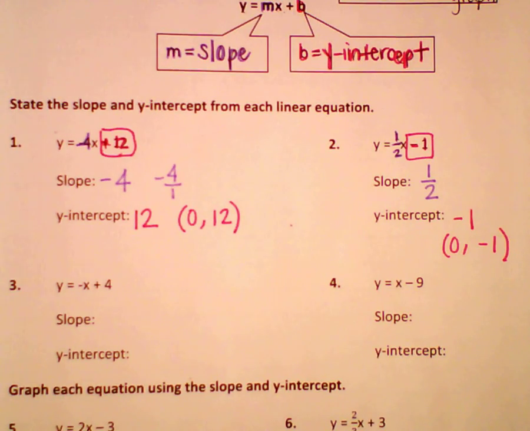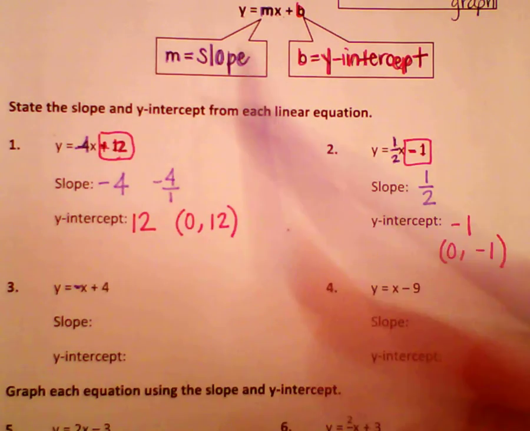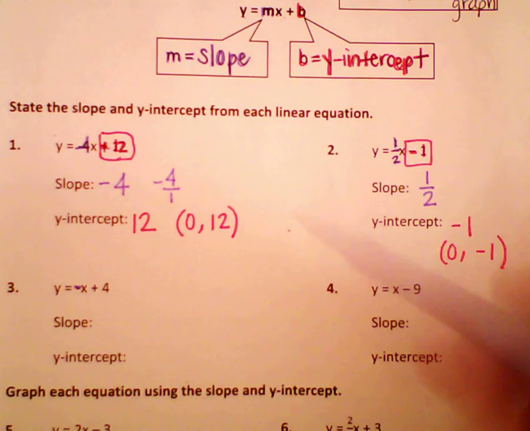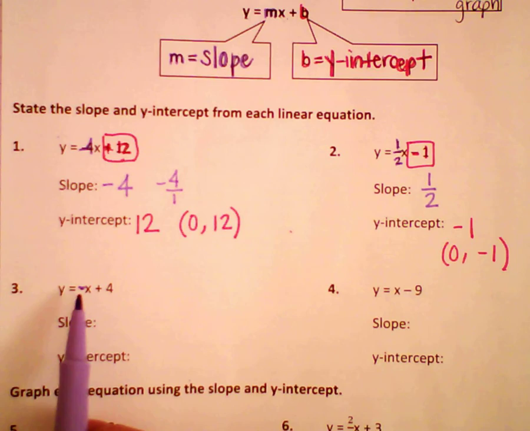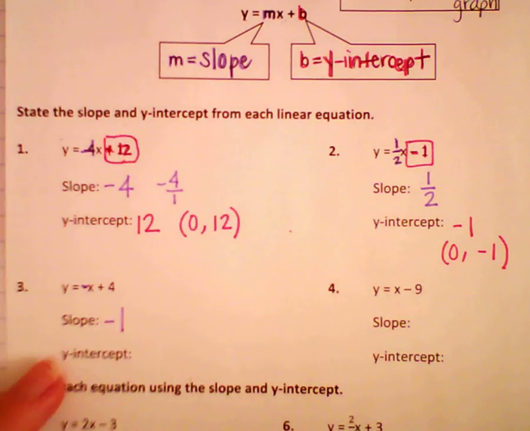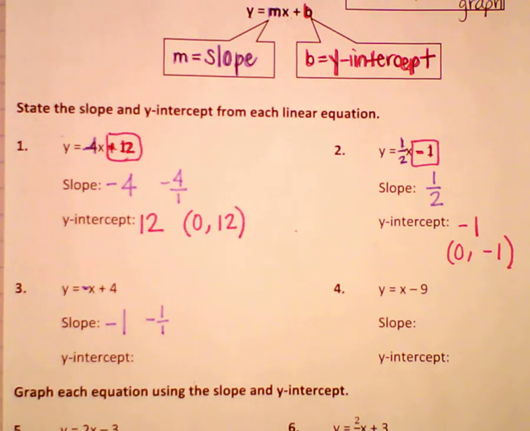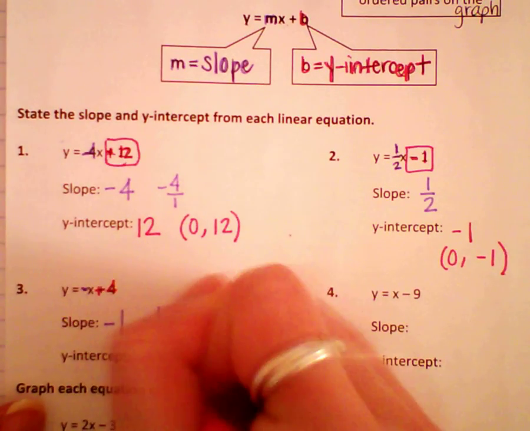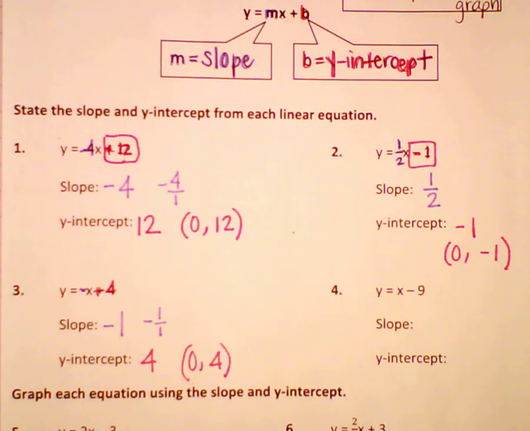All right, number 3, we've got y equals negative x plus 4. Notice that I didn't use my purple pen here to do the x. I just was highlighting over the coefficient. So what's the coefficient if all I have is negative x? Good, negative 1, which is really the same as negative 1 over 1. And then I have plus 4, so positive 4. So it would be crossing the y-axis at 0, positive 4. How you doing?